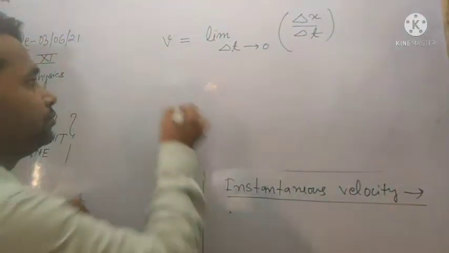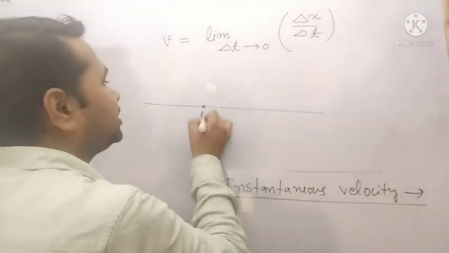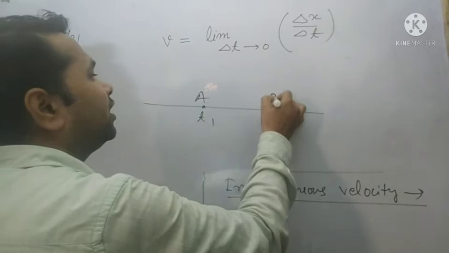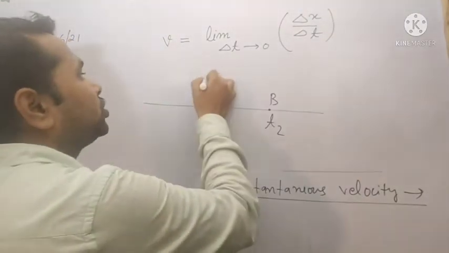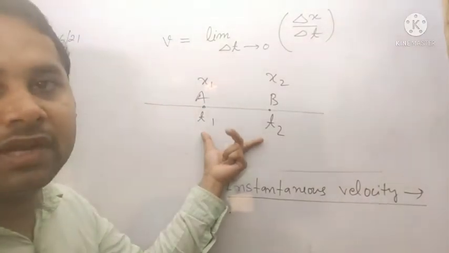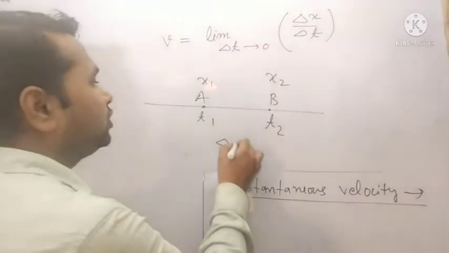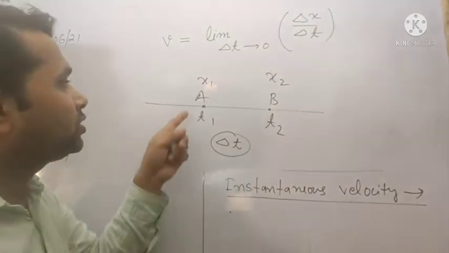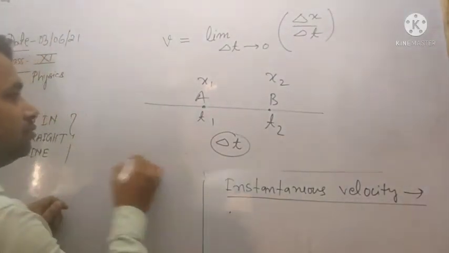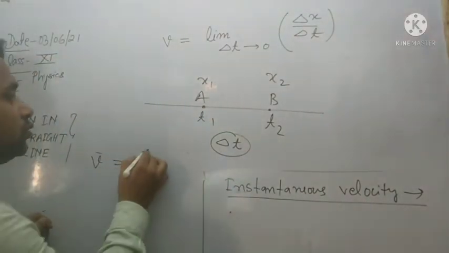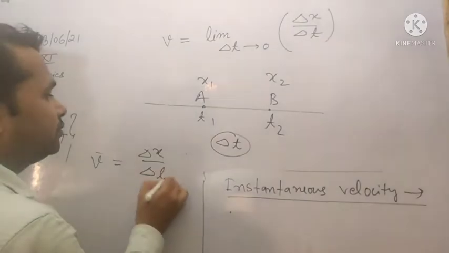और क्लियर करते हैं, देखो. This is t1, this is t2 with point A and B, position x1 x2. अब बताया कि for this time interval delta t, the velocity is called average velocity. v bar equals to delta x upon delta t.